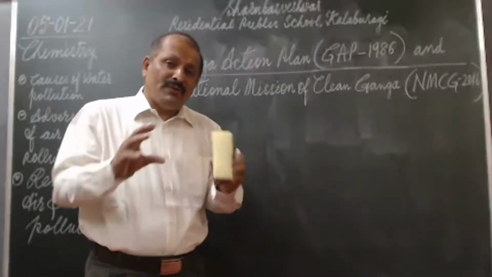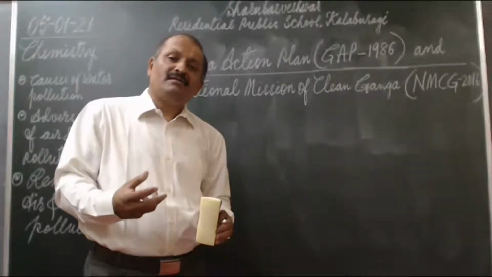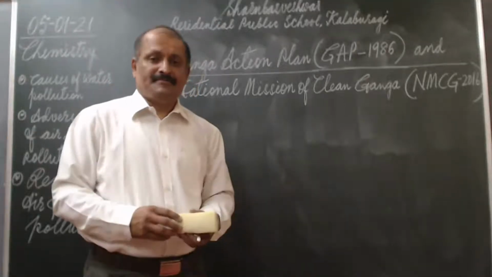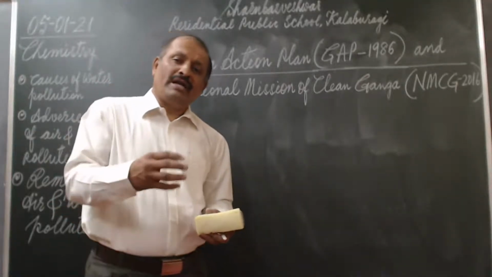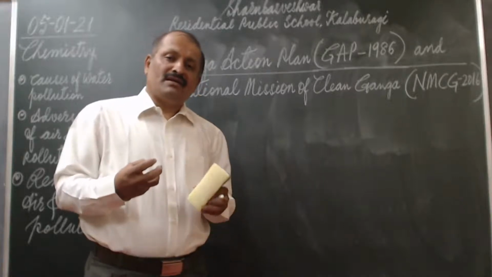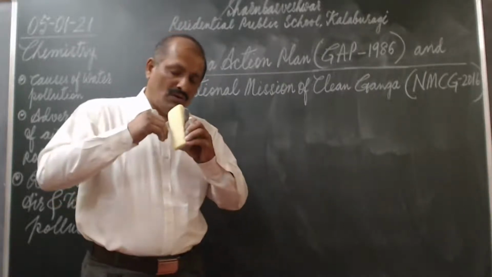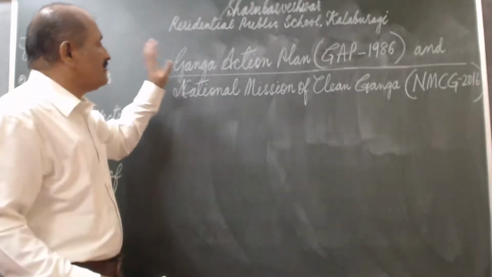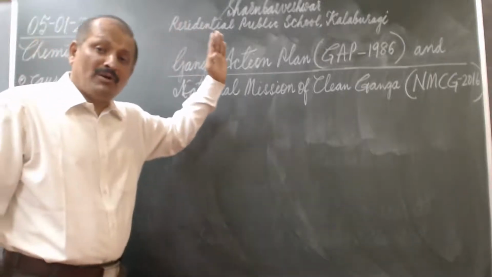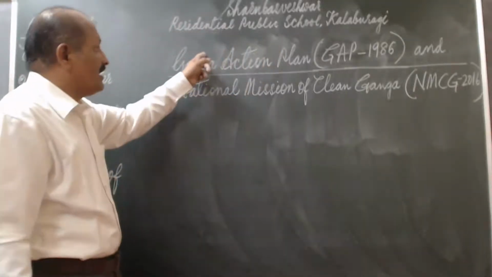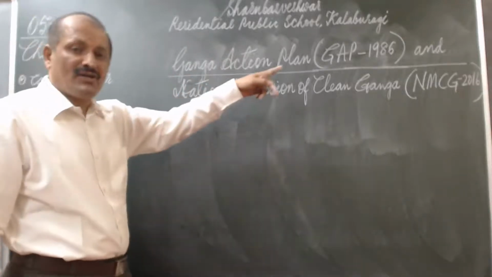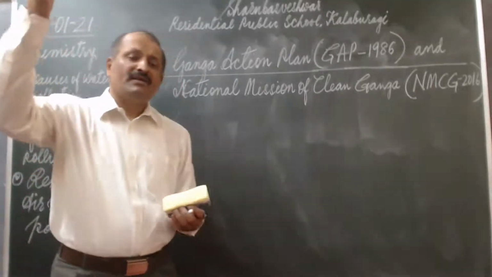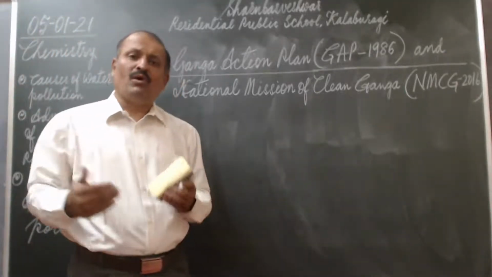So this way the project has to be taken by the government of India, and I appeal to the government of India to take up such projects and go for the cleaning of all the rivers which are polluted in India. Right? So this way, it is one of the important remedies of water pollution under the Action Plan and National Mission of Clean Ganga. Right? So this way, we have the remedies of air pollution and water pollution.